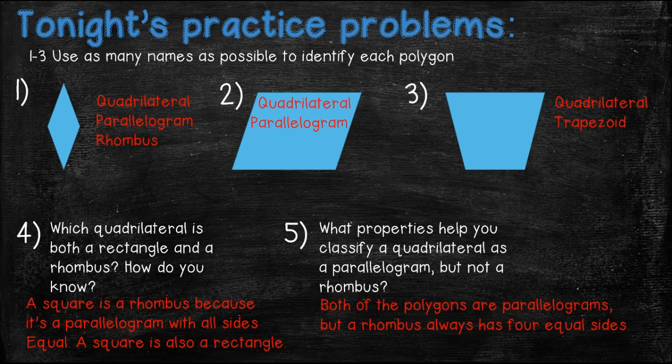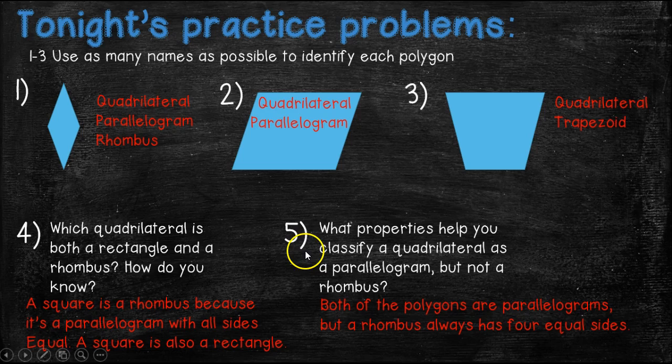Okay, number 1 could be a quadrilateral, a parallelogram, or a rhombus. Number 2 is a quadrilateral or a parallelogram. Number 3 is a quadrilateral or a trapezoid. Number 4, which quadrilateral is both a rectangle and a rhombus, and how do you know? Well, a square is a rhombus because it's a parallelogram with all sides equal. A square is also a rectangle.